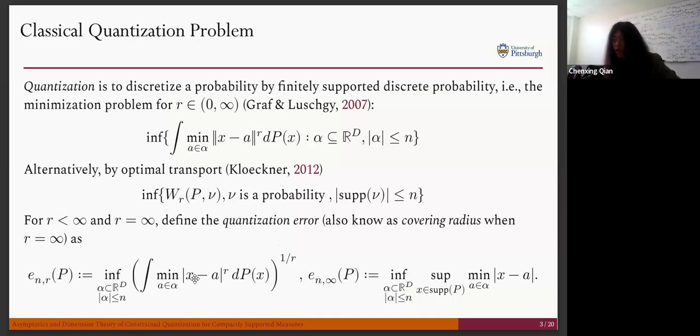For r less than infinity and r equal to infinity, the setting is a little bit different. Here is the classical L^r distance, and for the infinity case, it's also the covering radius of the support of the probability measure.